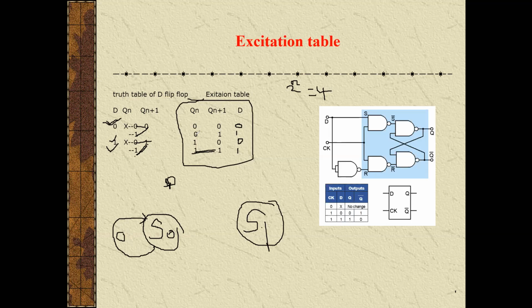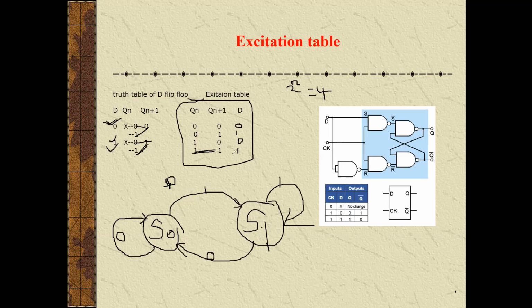The state is changing from 0 to 1. This is state 0, this is state 1. At what input? At the input 1, D is equal to 1. And the state is also changing from 1 to 0, and the input should be D = 0. And the state changing from 1 to 1 remains 1 to 1, and the input is 1. So this is the state diagram.